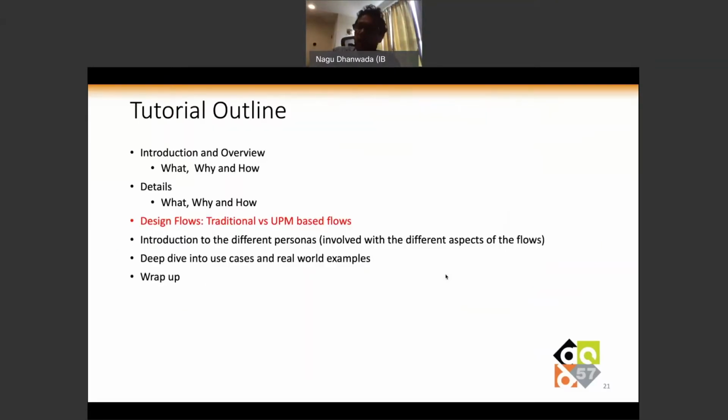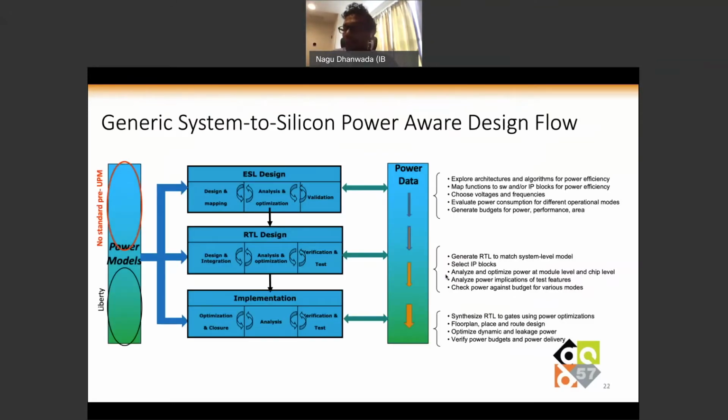So switching gears a little bit, I just want to quickly highlight the use of it in a generic system to silicon power aware design flow, right? So in essence, you can think of a generic design flow to consist of 3 phases, right? One is the electronic system level, there's an RTL design stage, and there's an implementation stage, right? Each phase, to varying degrees, contains design, analysis, optimization, and verification tasks, and each phase relies upon the availability of accurate and efficient models, and each phase produces power data that is passed down or forward to subsequent phases, right?